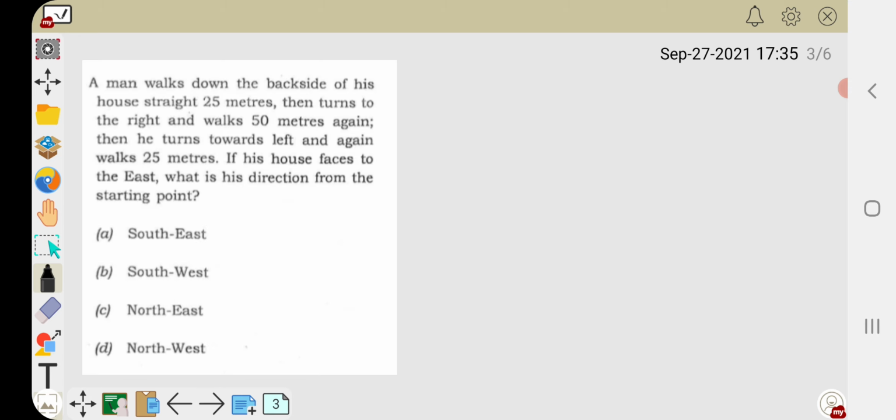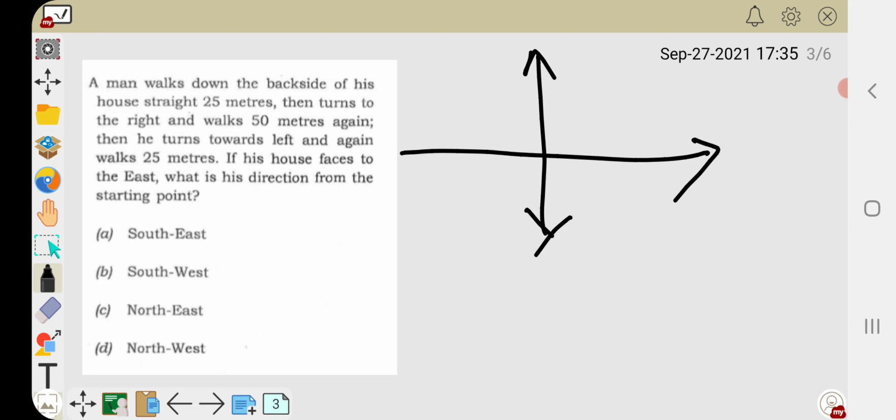Next question is, a man walks down the backside of his house straight 25 meters, then turns to right and walks 50 meters again. Then he turns towards left and again walks 25 meters. If his house faces to east, then what is his direction from starting point? Now this is direction sense test example.